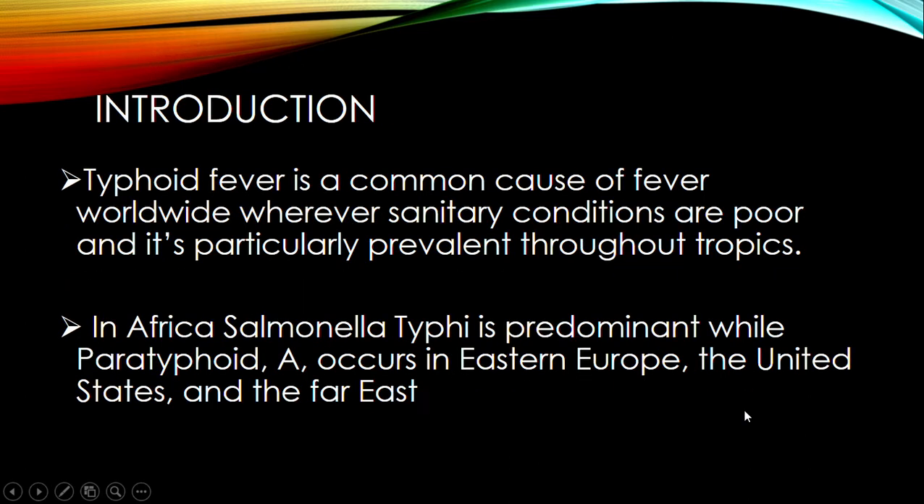Okay, so on the introduction, typhoid fever is a common cause of fever worldwide whenever sanitary conditions are poor, and it is particularly prevalent throughout the tropics. In Africa, Salmonella typhi is predominant, while paratyphoid A occurs in Eastern Europe, the United States, and the Far East.